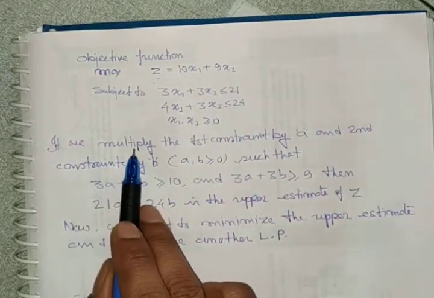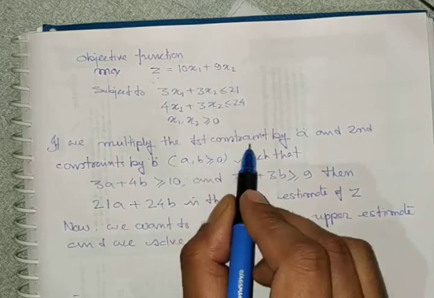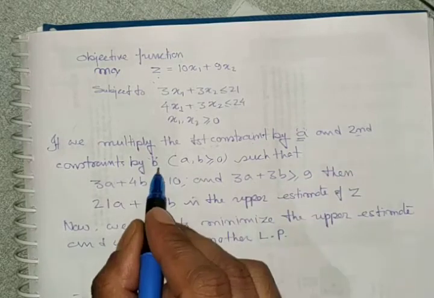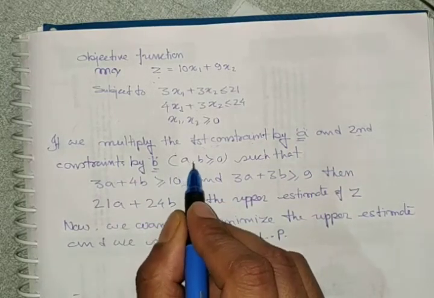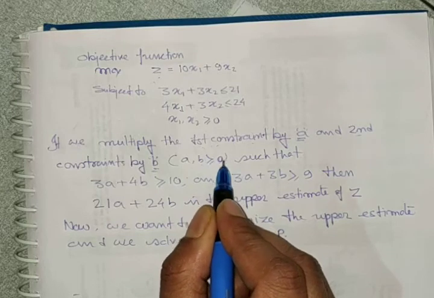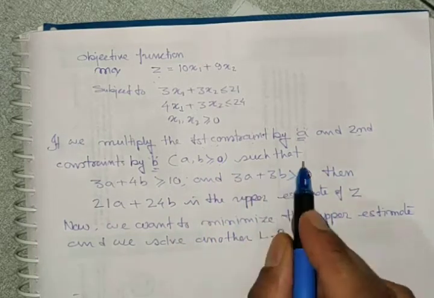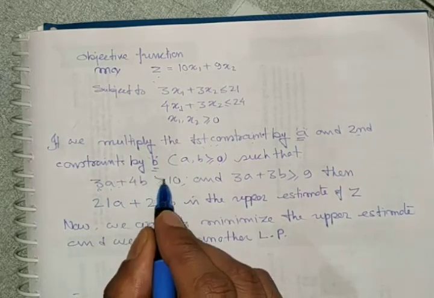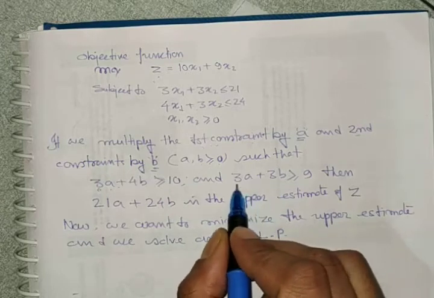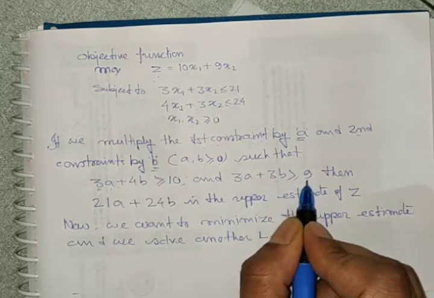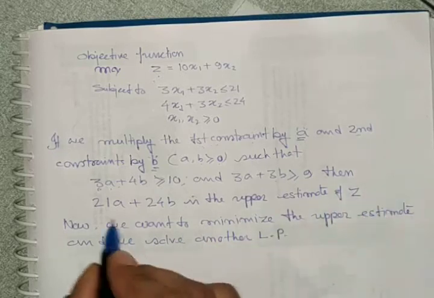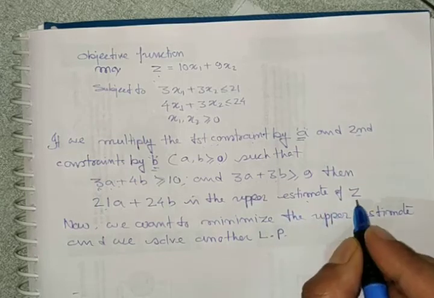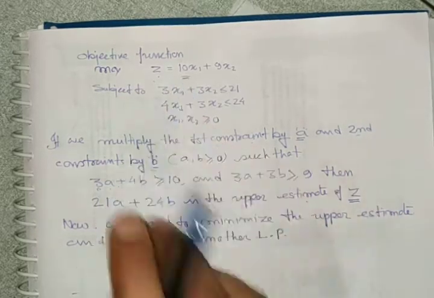Now suppose we multiply the first constraint by A and the second constraint by B, where A and B are both greater than or equal to 0, such that 3A plus 4B is greater than or equal to 10 and 3A plus 3B is greater than or equal to 9. Then 21A plus 24B is the upper estimate of Z.